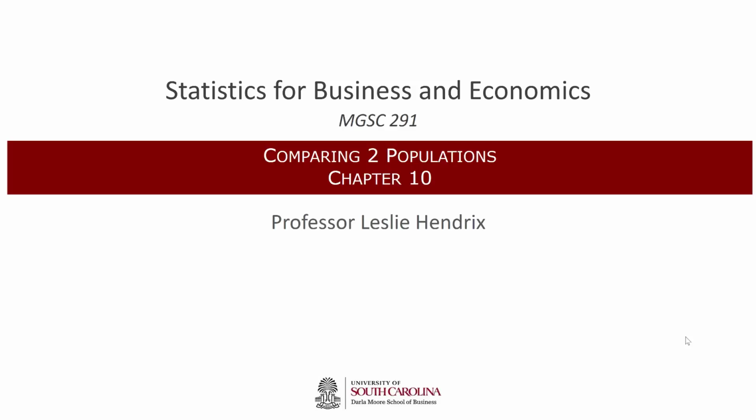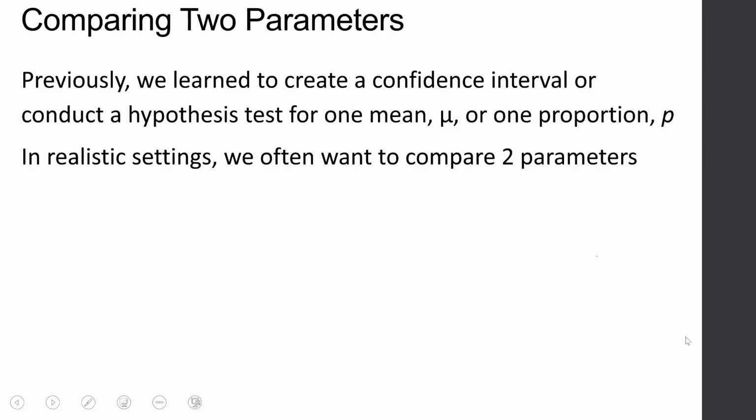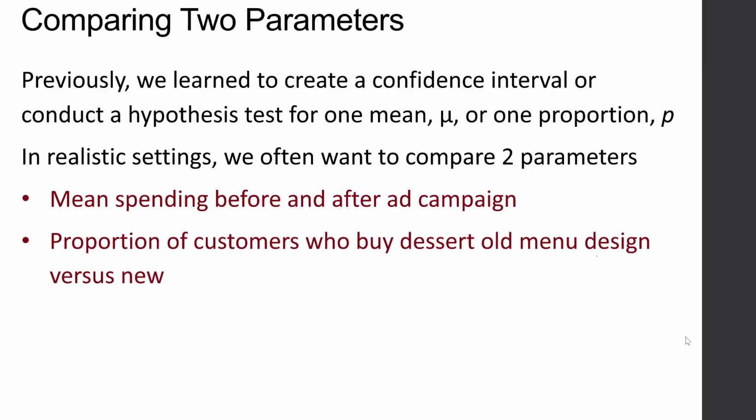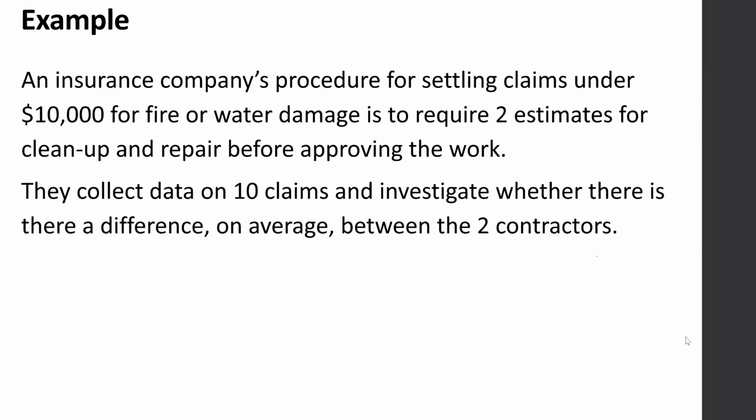So we learned hypothesis testing and confidence intervals for one population parameter, but now we're going to learn to compare two through a difference. Previously we learned to create a confidence interval or a hypothesis test for one mean mu or one proportion p, but we often want to compare two parameters in more realistic settings. For instance, mean spending before and after an ad campaign, proportion of customers who buy dessert on the old menu design versus the new, etc. So let's start in with an example.